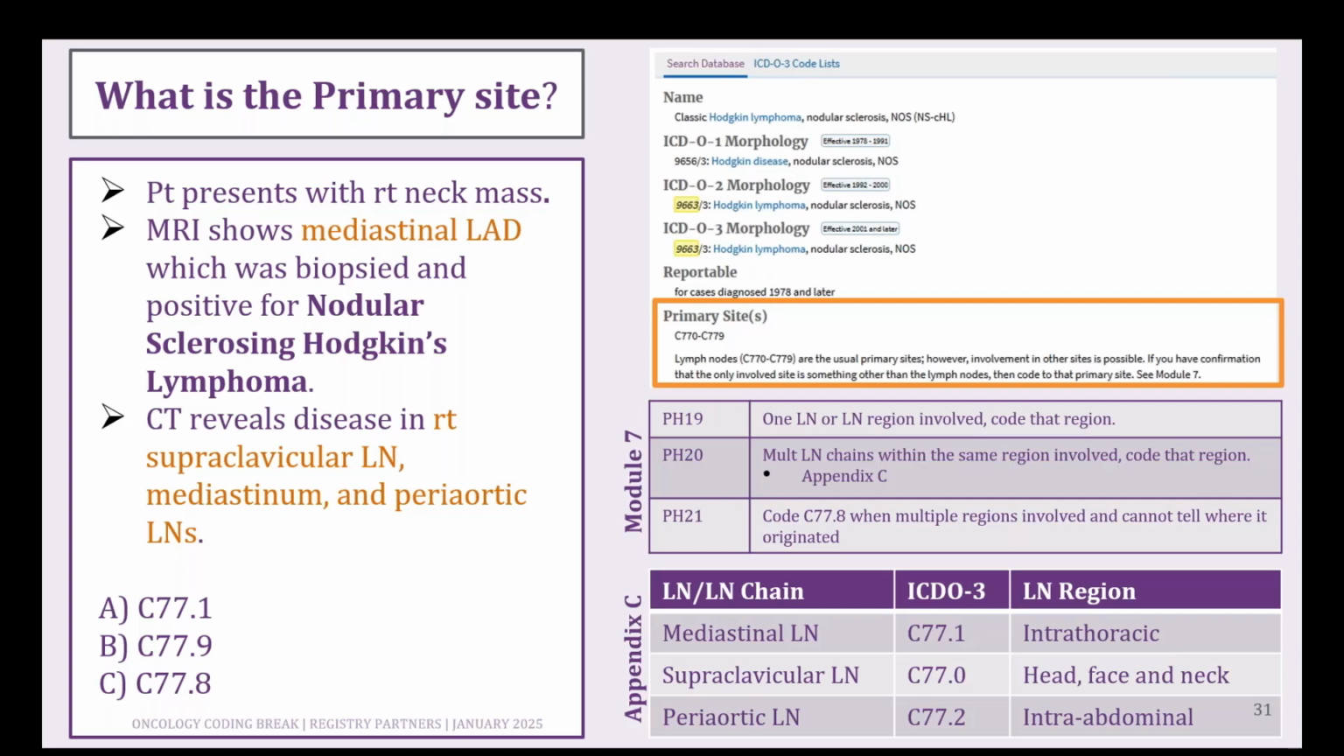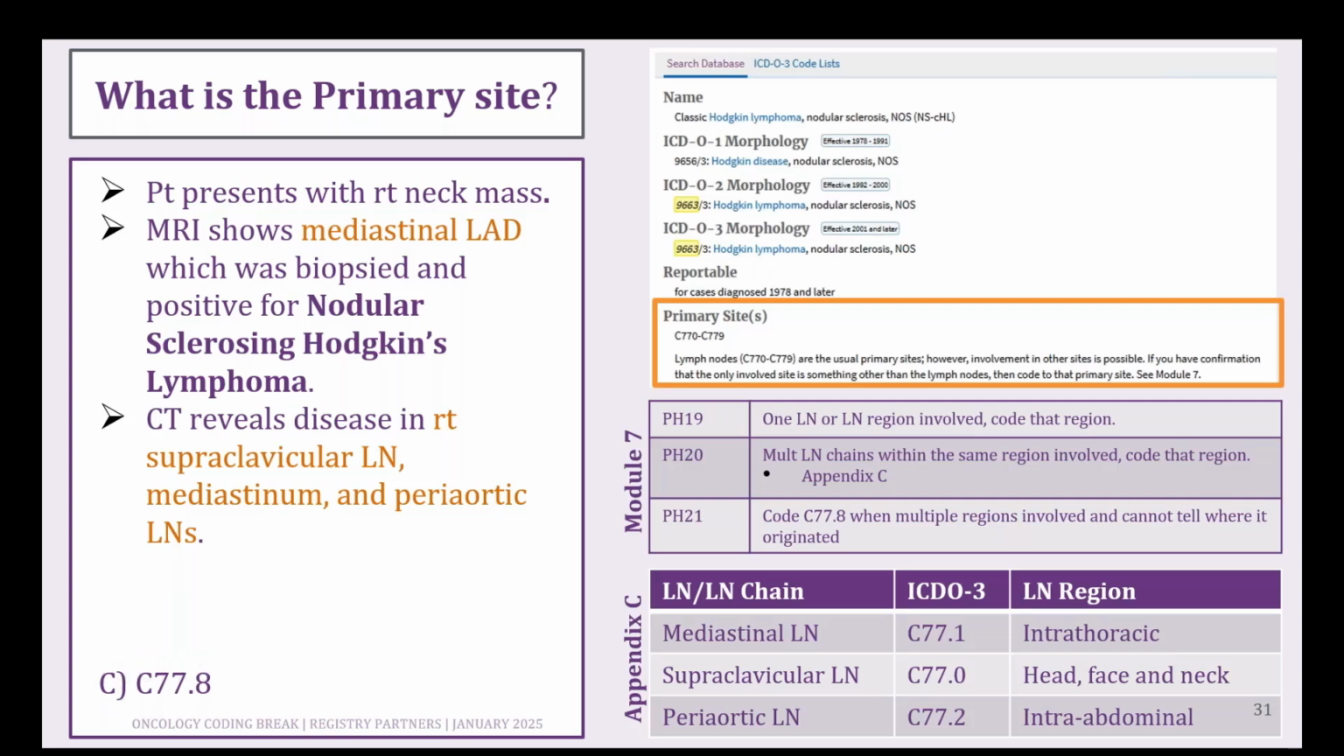So Appendix C tells us the mediastinal lymph nodes are in the intrathoracic region. Supraclavicular lymph nodes are in the head, neck, and face region, and periaortic lymph nodes are in the intra-abdominal region. So now we know we're looking at three very different regions. So PH 19 and 20 don't apply. PH 21 fits our case because they're from multiple regions, so we are going to code C77.8.